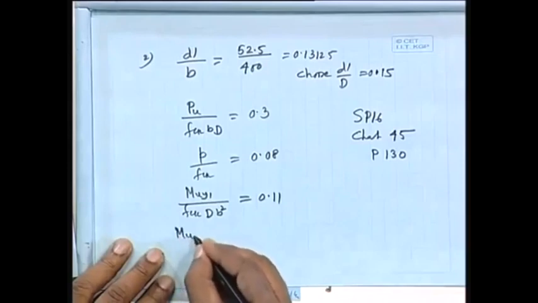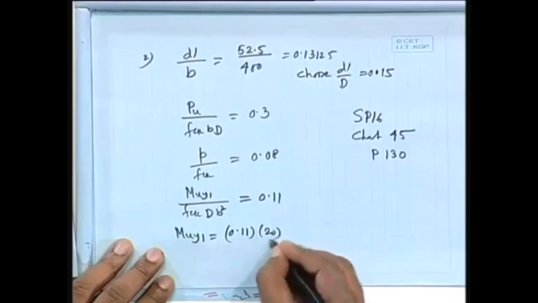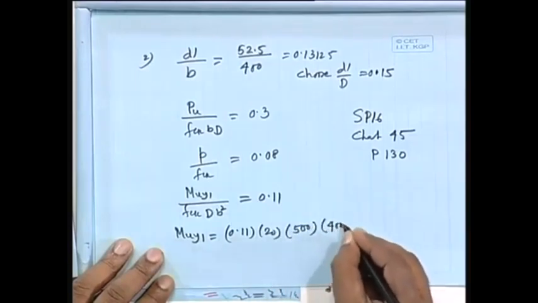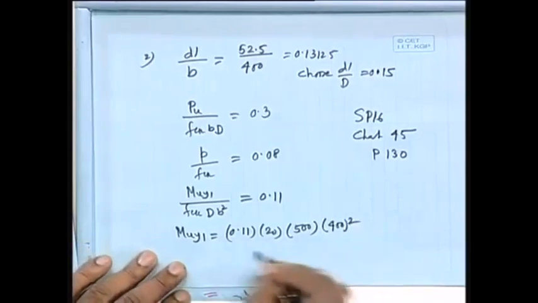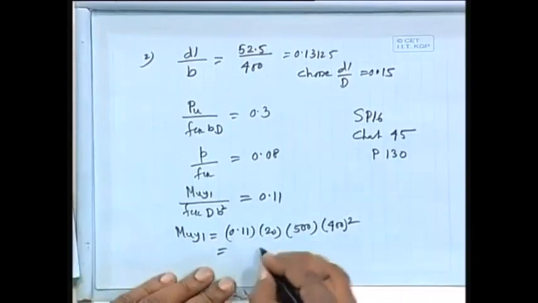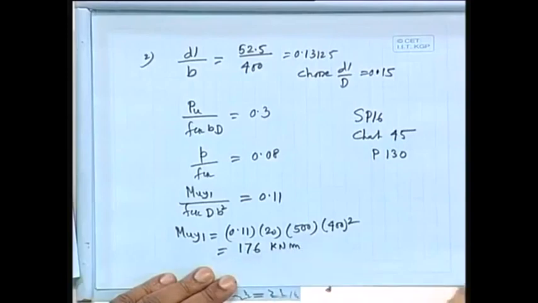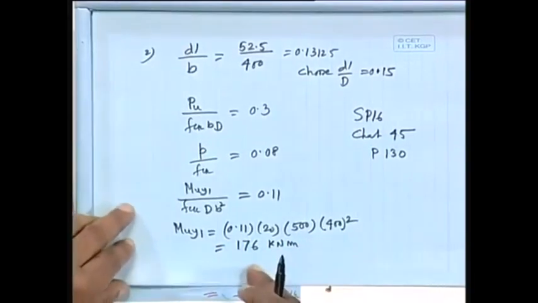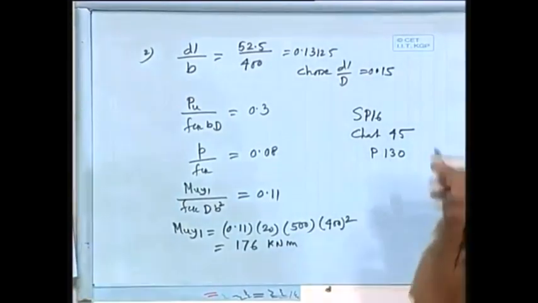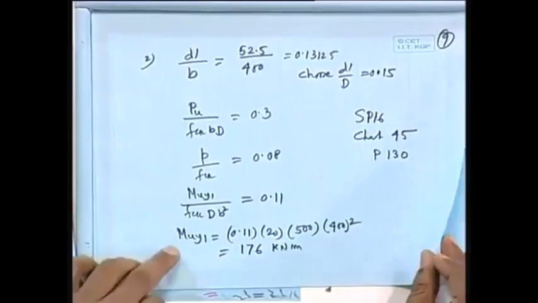So Muy1 equals 0.11 times 20 times 500 times 400 whole square. So let us check, 170. Shall I accept it? 176 kilonewton meter, right? Okay, so Muy1 is 176 kilonewton meter. So we know Mux1, we know Muy1.